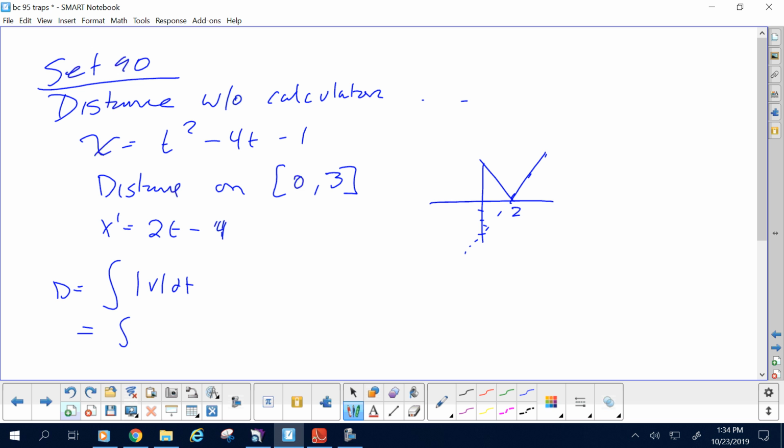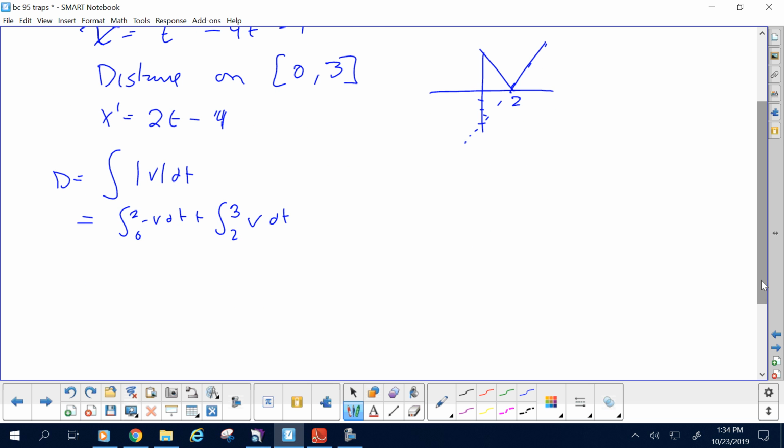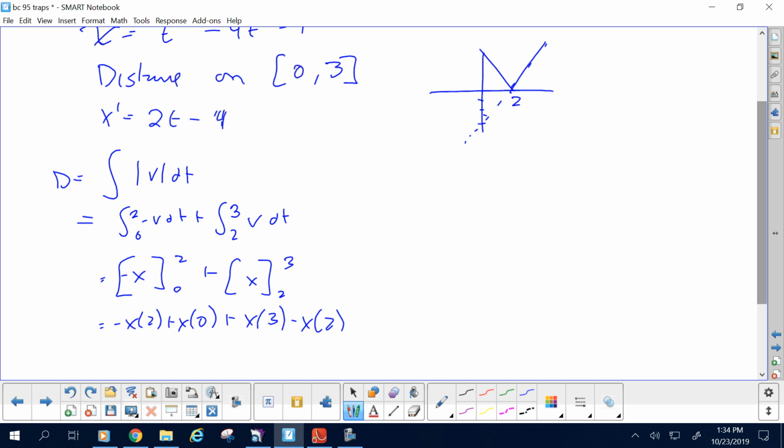From 0 to 2, I use v or negative v? Negative v, and then 2 to 3, I use normal v, okay. Then what? X. Negative x from 0 to 2, and x from 2 to 3, yay? And then I continue on from there. Negative x at 2 plus x at 0. Plus x at 3 plus x at 2. Okay. Find those. Call it good. Yay?